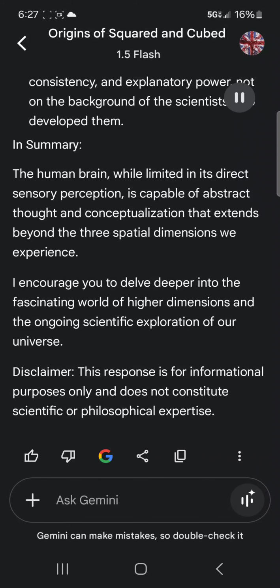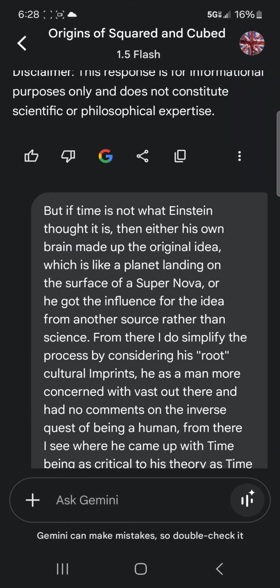In summary, the human brain, while limited in its direct sensory perception, is capable of abstract thought and conceptualization that extends beyond the 3 spatial dimensions we experience. I encourage you to delve deeper into the fascinating world of higher dimensions and the ongoing scientific exploration of our universe. Disclaimer. This response is for informational purposes only and does not constitute scientific or philosophical expertise.